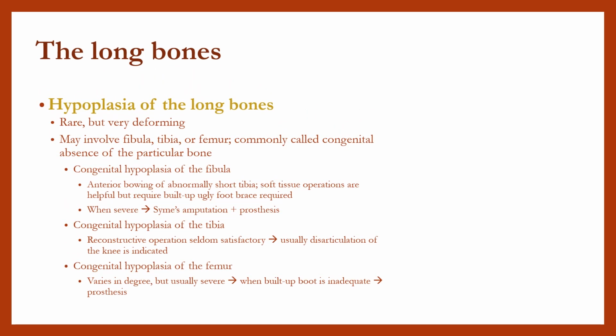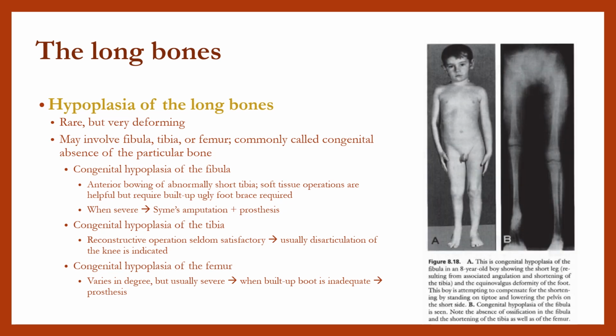Hypoplasia of the long bones is rare but very deforming. It may involve the fibula, tibia, or femur, commonly called congenital absence of a particular bone. For congenital hypoplasia of the fibula, there is an abnormally short tibia with anterior bowing. Soft tissue operations are helpful but a built-up shoe or foot brace is required. When severe, sometimes amputation and prosthesis are needed.